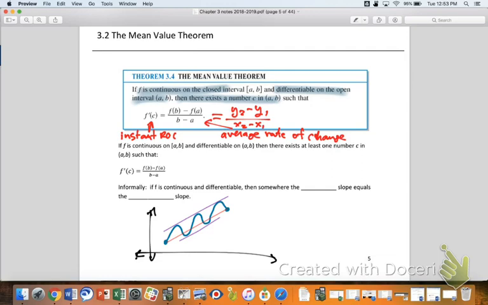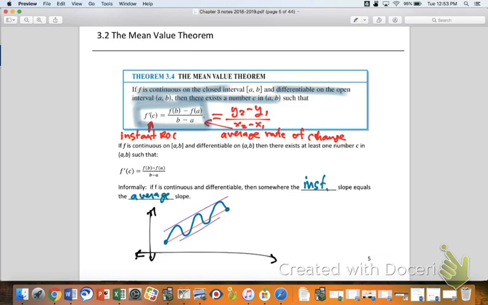And lovely that you would say that. Isn't that what this is? The derivative set equal to that average slope. No, seriously, isn't that what you just said? Yeah. It was really well said. It was awesome. So informally, if f is continuous and differentiable, somewhere the instantaneous slope equals the average slope.